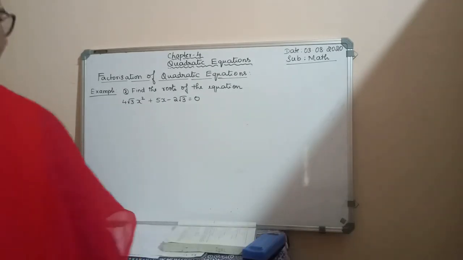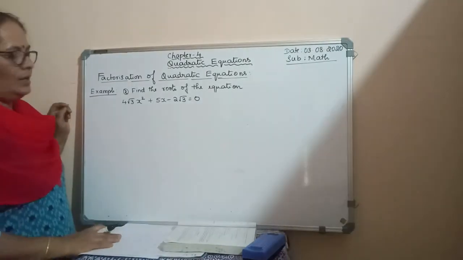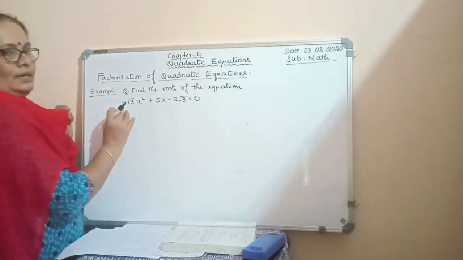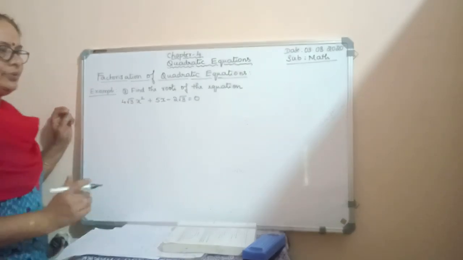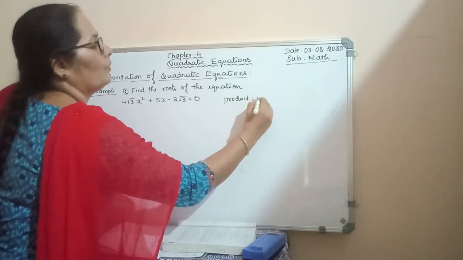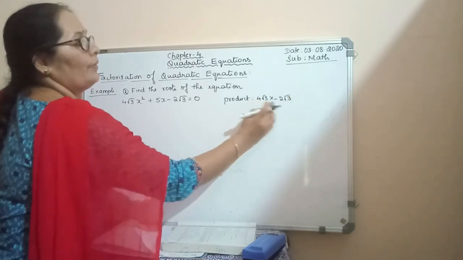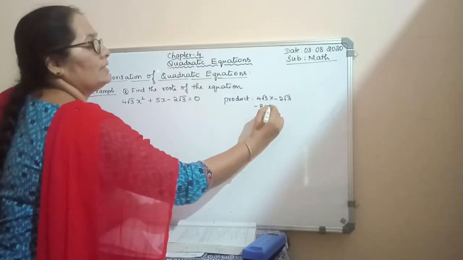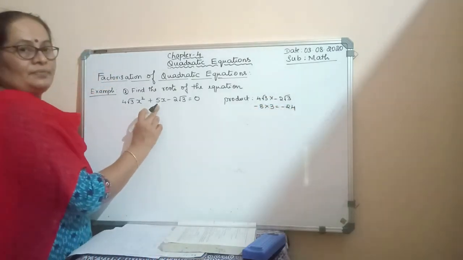4 root 3 x square plus 5x minus 2 root 3 equals 0. Now you have to split the middle term. See here, what is the product? Product is 4 root 3 into minus 2 root 3. So 4 into minus 2 is minus 8. Root 3 into root 3 is 3. So the product is minus 24 and the sum is 5.